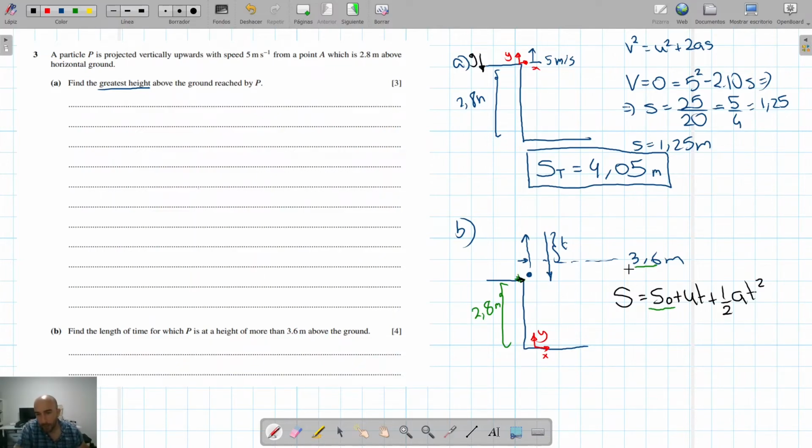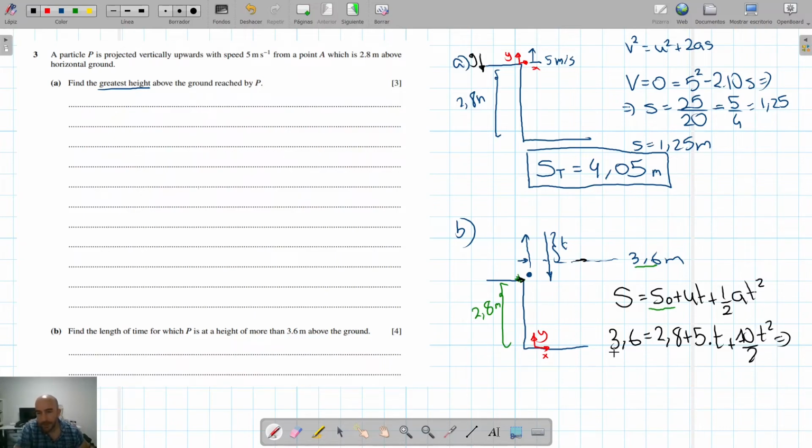So what do we want to know? We want to know when it crosses there. So when it crosses there, we're using this formula because they're asking for the time and they're giving us distance. So we have a space here, which is 3.6, an initial space of 2.8, an initial speed of 5, the time we don't know. Acceleration is going to be gravity, so that's 10 divided by 2, and that's t squared.